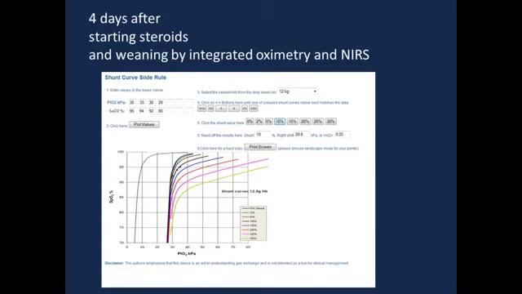of right-left shunt. A few days after, we started steroids and we started weaning by integrated oximetry and near-infrared spectroscopy to be sure the brain saturation was maintained within normal. And now you have the FiO2 between 35% to 28%. That's the oxygen reduction test. You have the right-left shunt improved to only 10%, and the VQ ratio improved to 0.25. So with a small change in the inhaled FiO2, we have a significant change in the saturation.